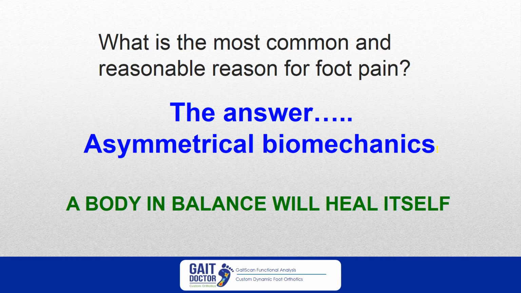So, what's the most common reason for having foot and or shin pain? The answer, asymmetrical biomechanics, a faulty set of mechanics that's happening in your foot that's impacting into your shins. And what I know for sure is that a body in balance will heal itself. So if we can bring balance to the function of your feet and your shins and your legs, the tendons will no longer be irritated and you will no longer have shin splints.